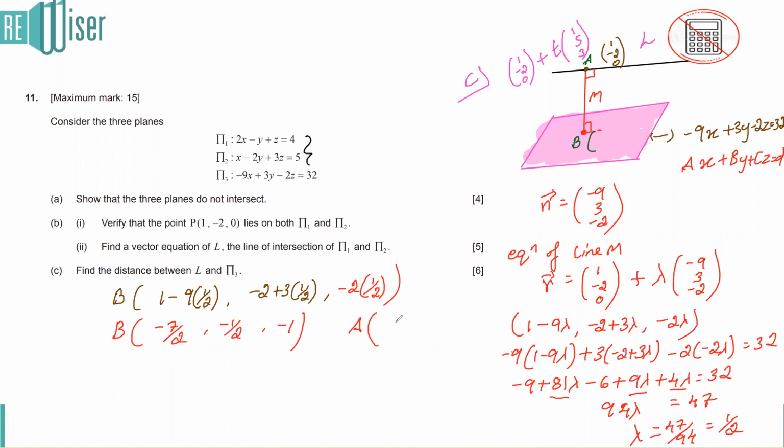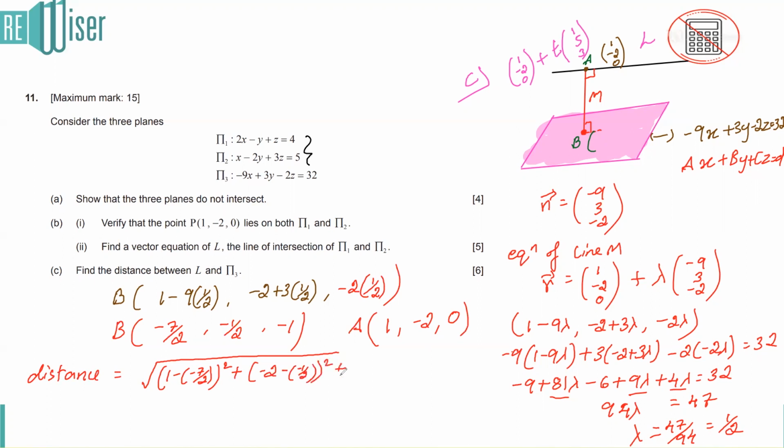And we already know point A, which is (1, -2, 0). So we need to find the distance between A and B. The distance is going to be the square root of, we have to use x2 minus x1 squared plus y2 minus y1 squared, that is the formula. So which is nothing but 1 minus of minus 7 by 2 squared plus minus 2 minus of minus half squared plus minus 1 plus 0 squared. If we simplify this, we will get the final answer.